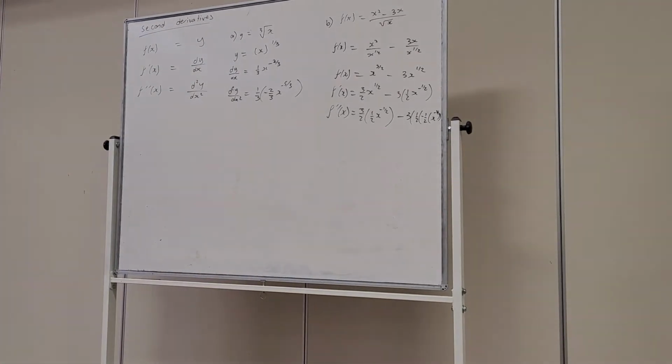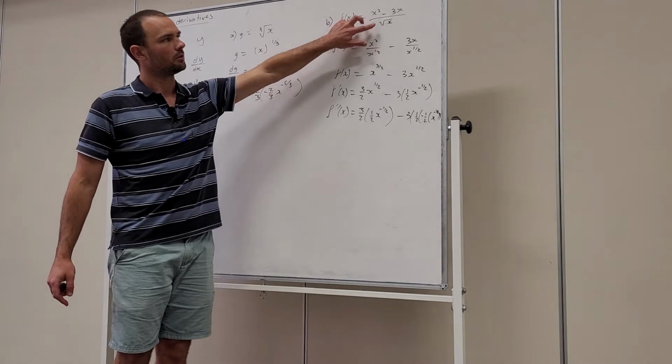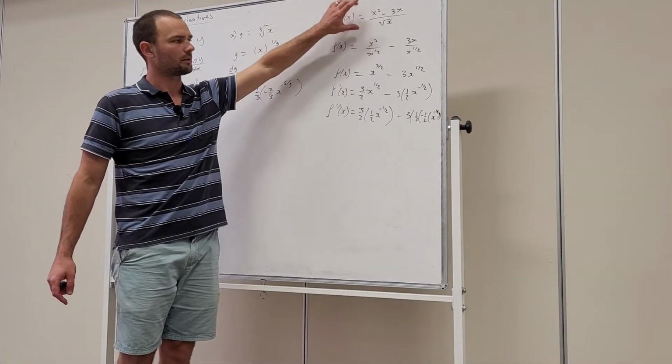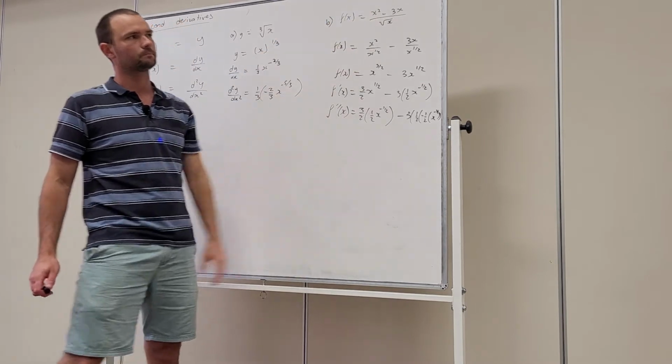Okay, and you are welcome to expand and sort of collect those things, but it just says find the second derivative. So, yep, always look for the simplest way to do it. You could apply the quotient rule there.